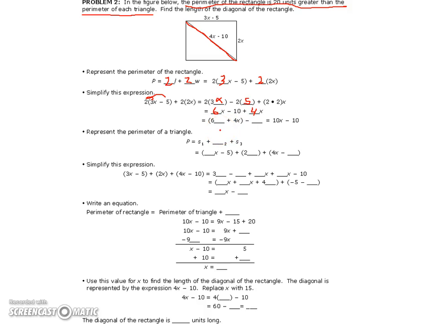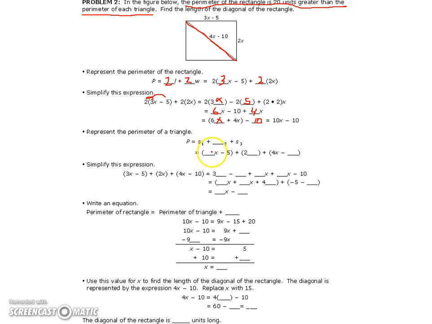All right, and so now we can use our commutative property to rearrange the order of these so that we can put the x's side by side, and use our associative property to help us group these like terms together. So it helps us to see what we're actually adding together. So 6x plus 4x is 10x, and then we have the minus 10.